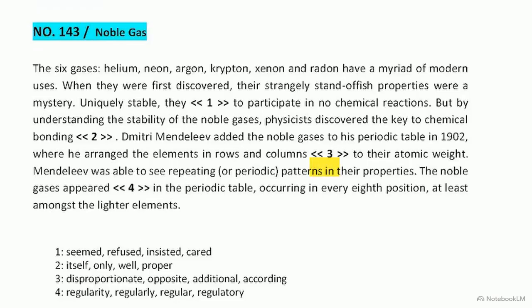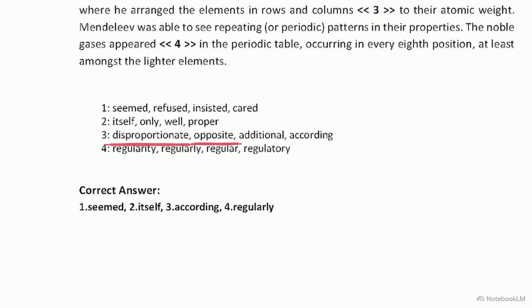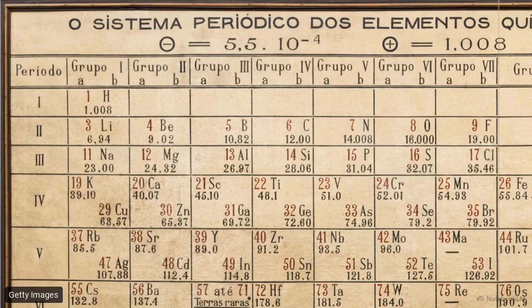For blank 3, Mendeleev organized elements by atomic weight. Notice the word to following the blank. This preposition dictates our options. Disproportionate or opposite imply imbalance. Because the table uses a rising scale, according to is the only phrase establishing this relationship. You can see that relationship here.